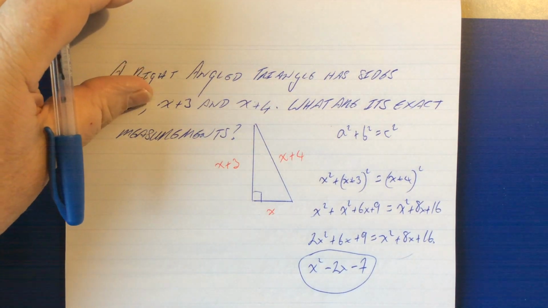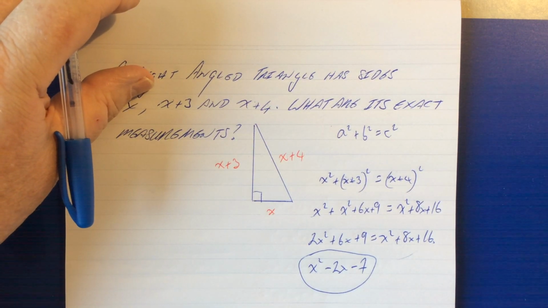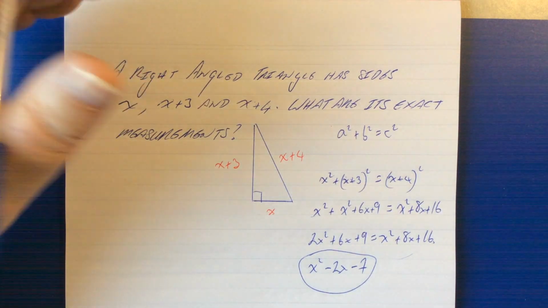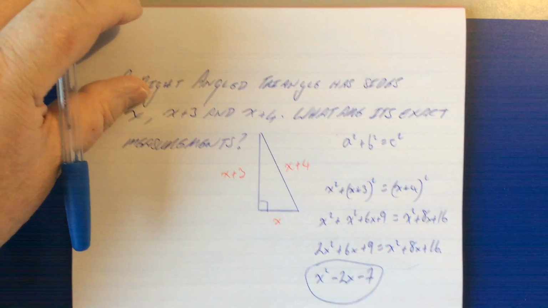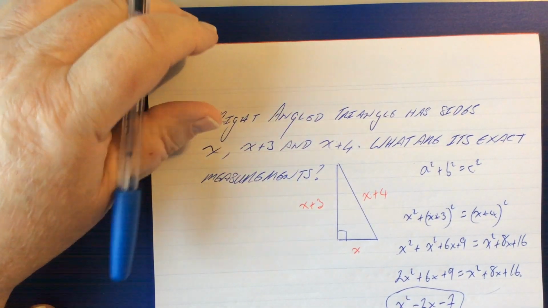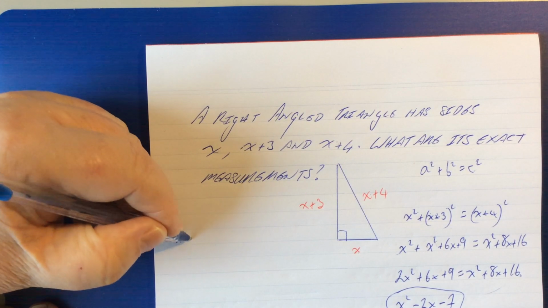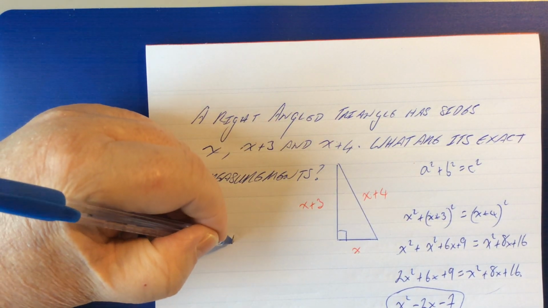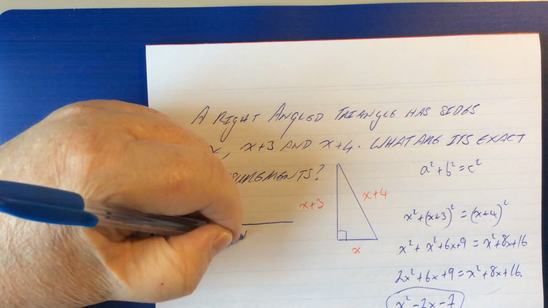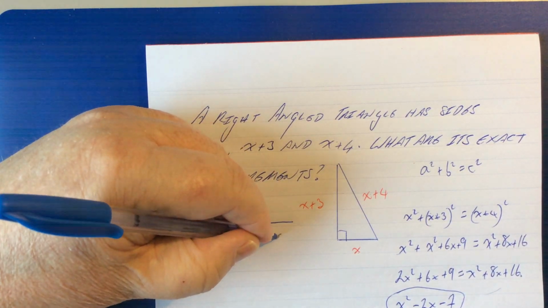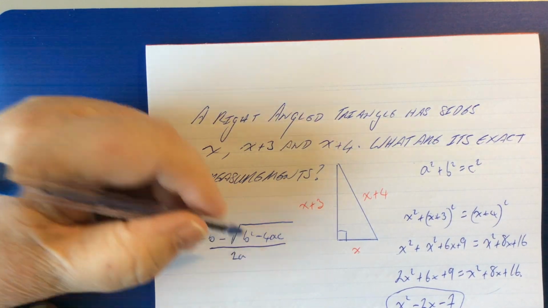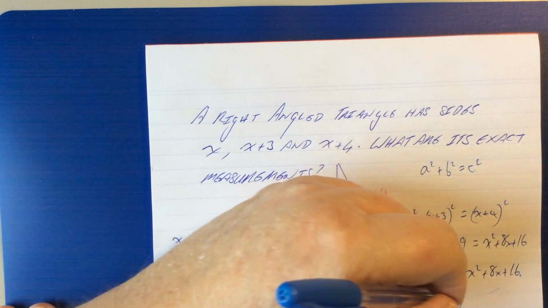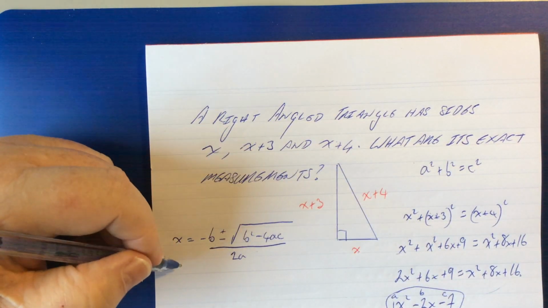Now, how do we do that? Well, we have some choices. We can complete the square. We can use the quadratic formula. I'm going to use the quadratic formula. I think it's going to be easier in this case. So, x is equal to negative b plus or minus the square root of b squared minus 4ac all over 2a. Okay, so a is 1, b is negative 2, and c is negative 7.